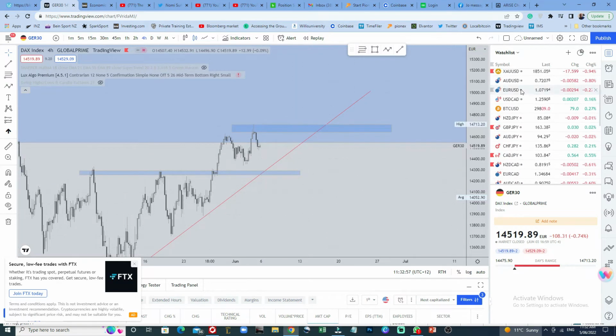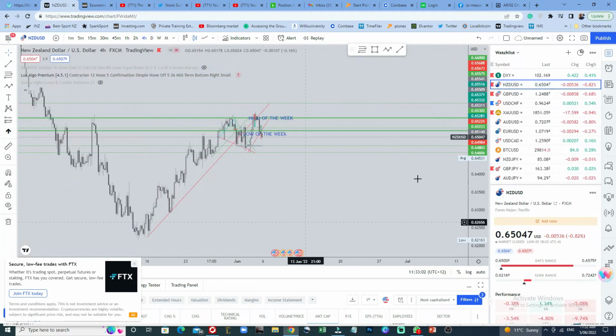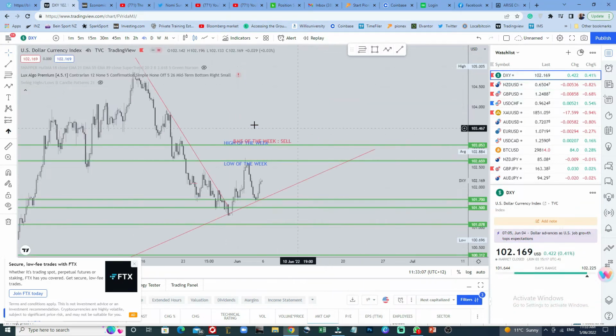Now let's go over to US pairs. The US pairs have made a significant move to the downside in the previous weeks. Let me say the US dollar has not been doing too well. DXY is an index. Actually, it's the index of all the American pairs.